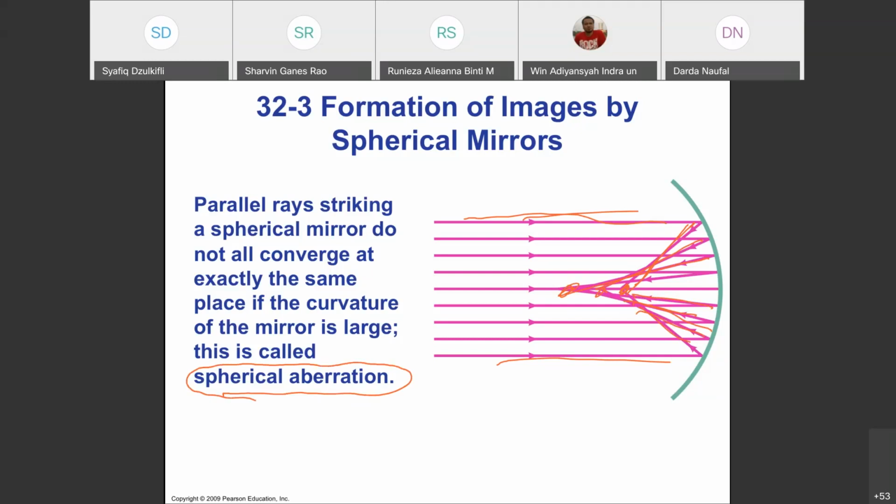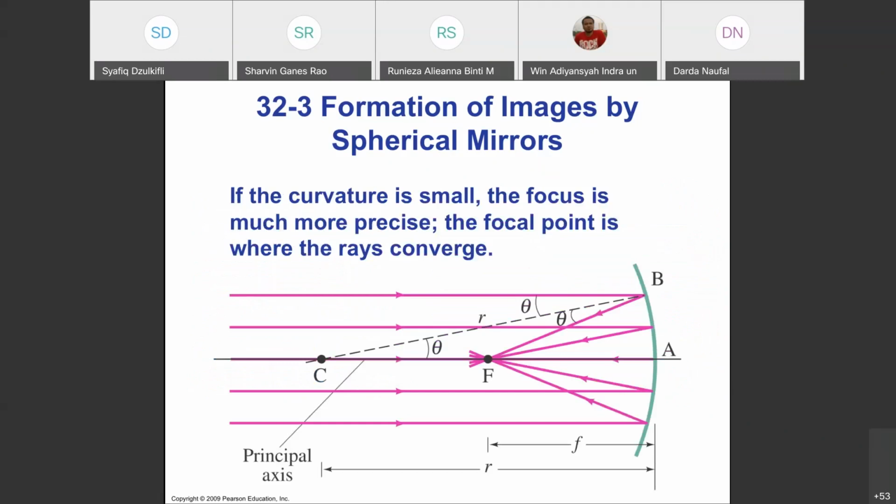The rays do not all converge at exactly the same place because the curvature of the mirror is large. You know the curvature? Curvature of mirror is large. This is the curvature. We'll discuss in the next slide. If the curvature is small, the focus is much more precise. The focal point is where the rays converge.